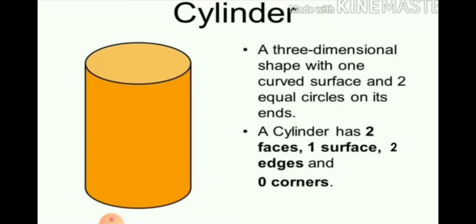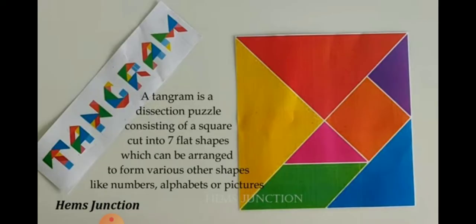Cylinder. A 3-dimensional shape with one curved surface and 2 equal circles on its ends is known as a cylinder. A cylinder has 2 faces, 1 surface, 2 edges and 0 corners.